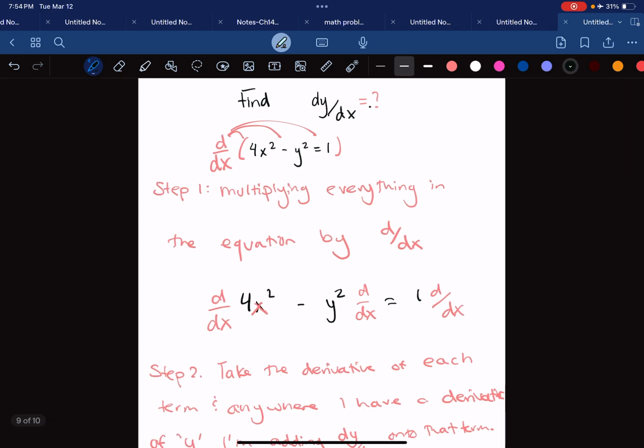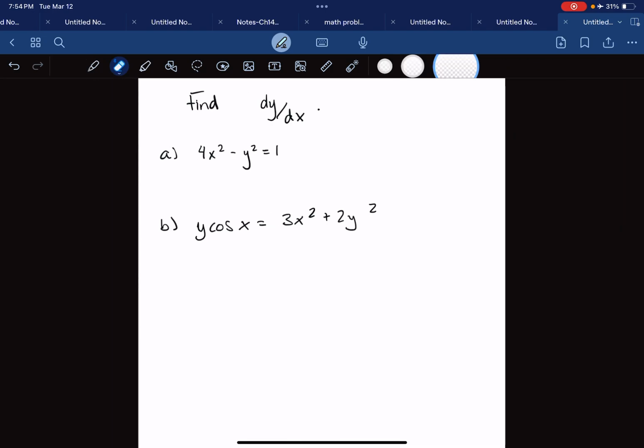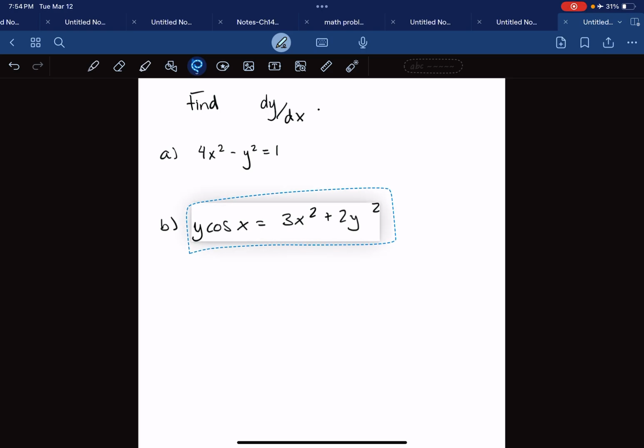So now let's go to the second problem, which is a little bit more complex.